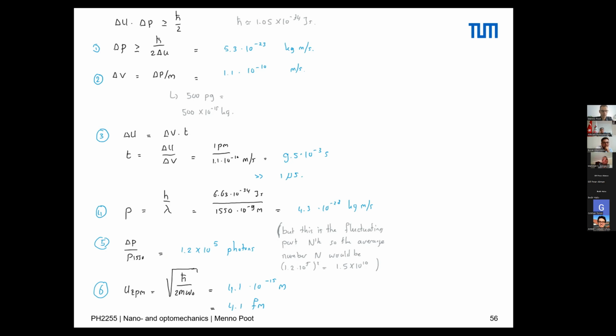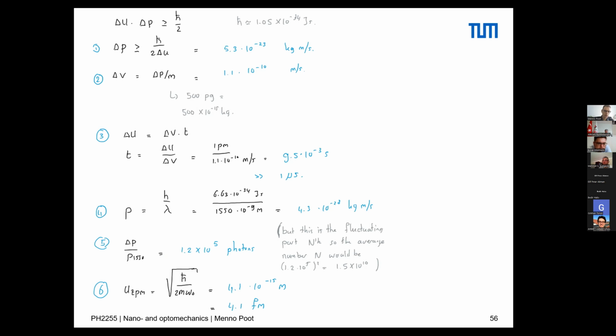Well, if we now have the uncertainty in the momentum, then if we want to calculate what velocity uncertainty that corresponds to, we have to divide by the mass. In this case, the mass was 500 picogram. Keep in mind that if you have picogram, that's 10⁻¹⁵ kilogram, not 10⁻¹². That is a mistake that a lot of people, including myself, at some point make. So I'm just warning you that you have to take 500 × 10⁻¹⁵ here. And when you do that, you get an uncertainty in the velocity of 1.1 × 10⁻¹⁰ meter per second.